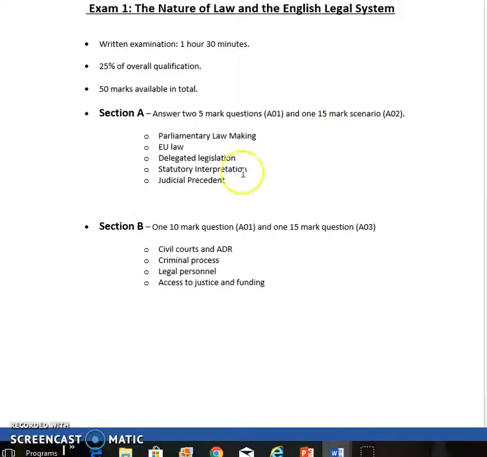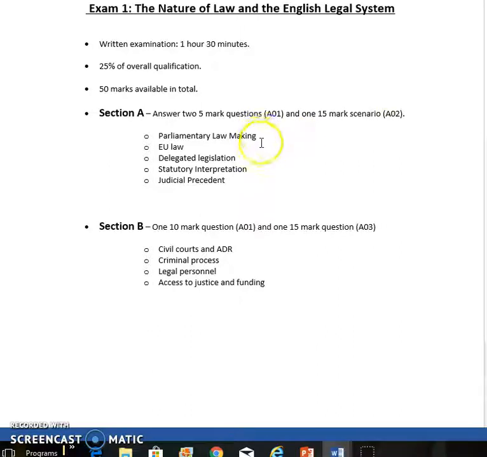In Section A, you will be answering 2 short 5-mark questions which are testing you on your AO1, your knowledge of the law, and 1 15-mark scenario, which is testing you on Assessment Objective 2, i.e. your ability to apply the law to a scenario.